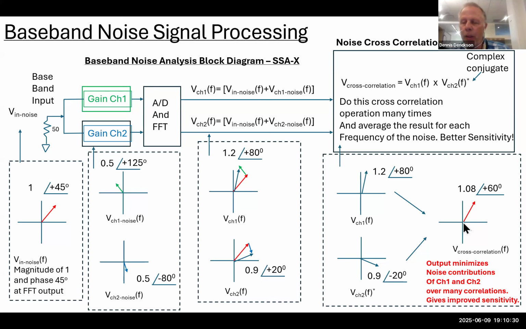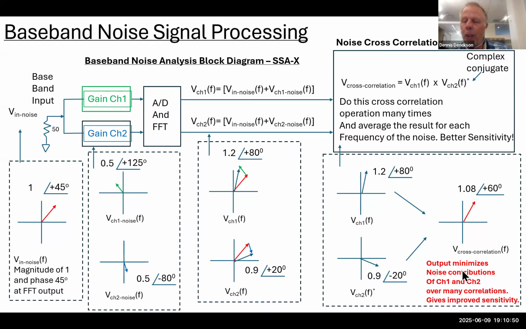And when we do that, in this particular instance, we get this vector right here, which is 1.08 volts in amplitude and 60 degrees. Now, it's not exactly the right value as the input noise, but given the fact that the noise we had in the channel was like 0.5, there is some noise suppression right here.